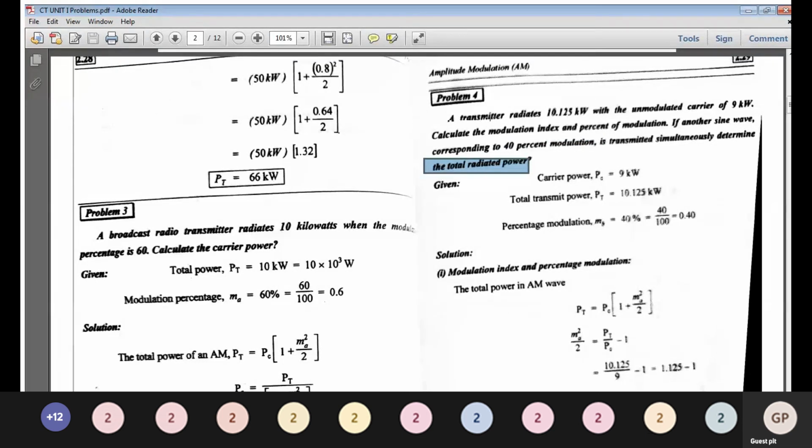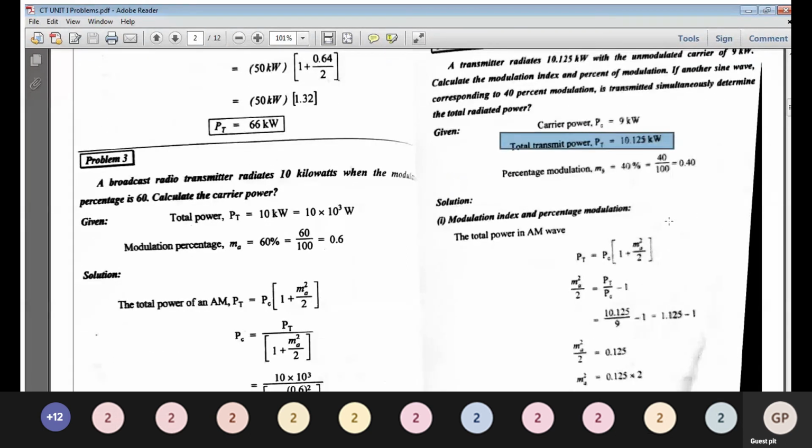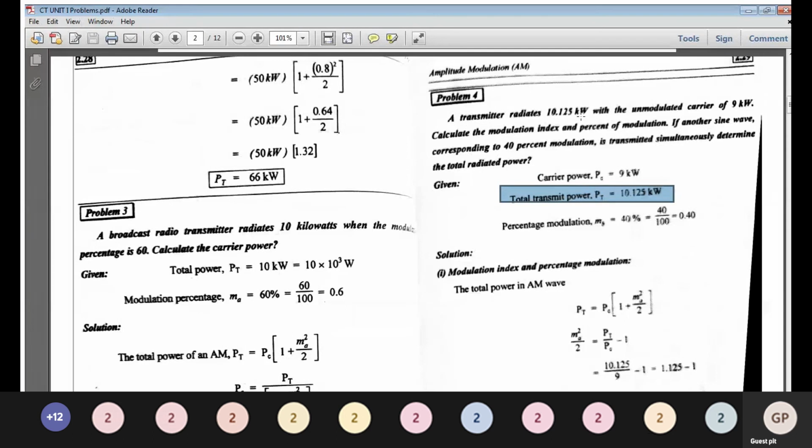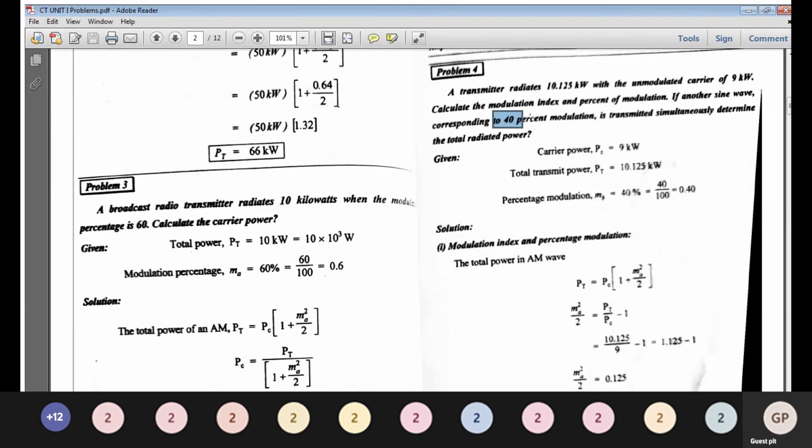First one is the transmitter. Carrier power is given. Carrier power is equal to 9 kilowatts. All of you write it. Carrier power equal to 9 kilowatts. Total power is equal to 10.125 kilowatts. Calculate the percentage modulation. The other sine waveform has a modulation percentage of 40%. First, for this case, we have to calculate the percentage of modulation or modulation index.